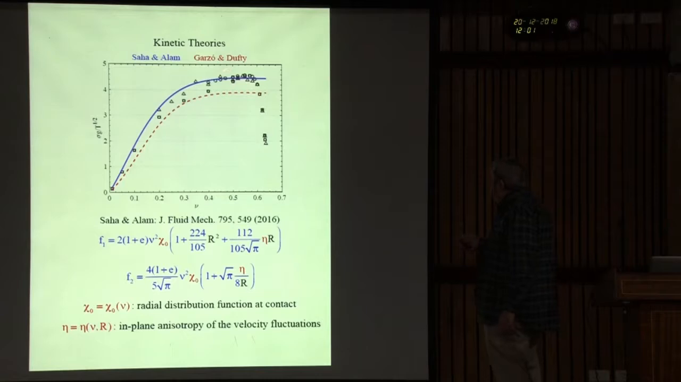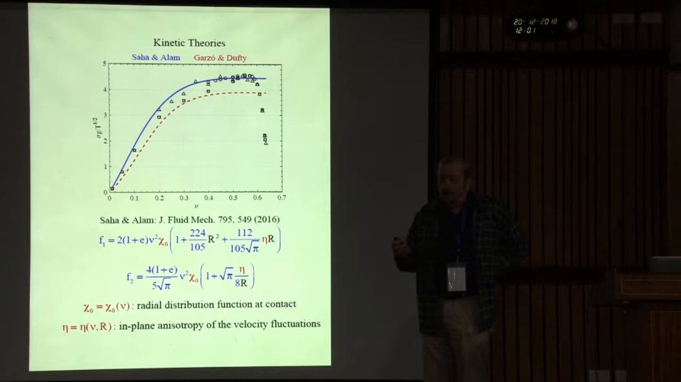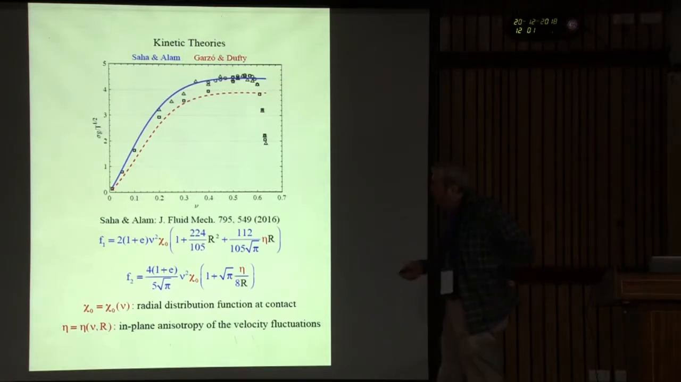And we used two kinetic theories, one due to Garzo and Dufty, which is linear in the velocity gradients, and that does pretty well. And a second by Saha and Alam, somewhat more recent, that is nonlinear in the velocity gradients and takes into account anisotropy of the velocity fluctuations. So it's a theory that has a more complicated, perhaps far more complicated structure. And you see that does remarkably well, except as we approach random close packing.